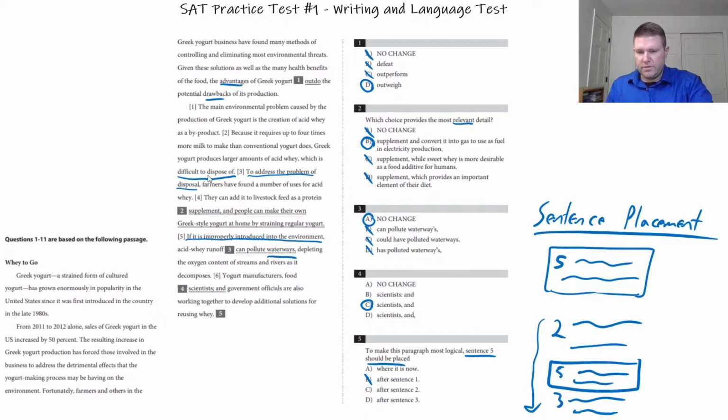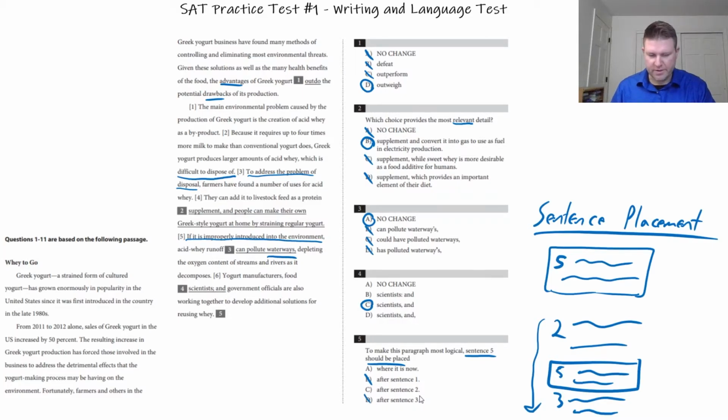So after sentence 3, let's look at sentence 3. To address the problem of disposal, farmers have found a number of uses for acid whey. Then we'd go to sentence 5. If it's improperly introduced into the environment, you wouldn't say to address the problem of disposal and then after that say if it's improperly introduced into the environment, here's what'll happen, right? You would say this before. So it doesn't make sense for it to go there.